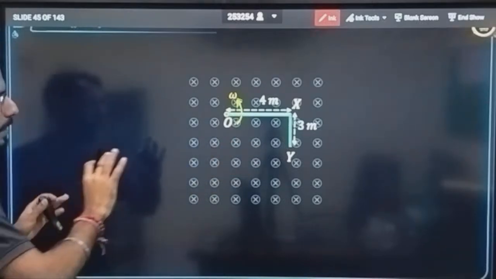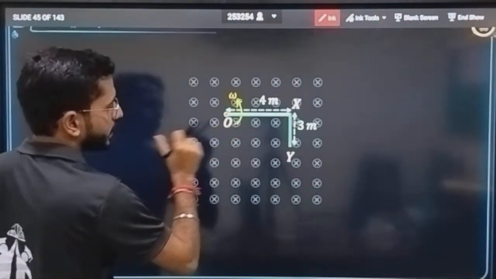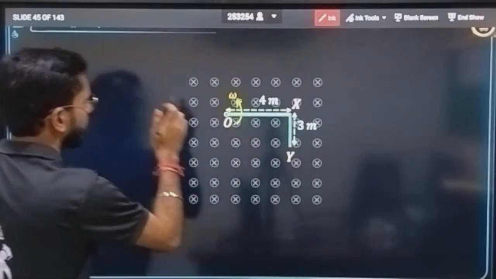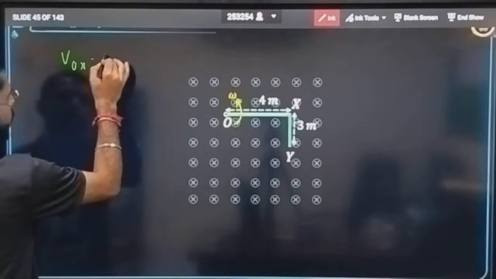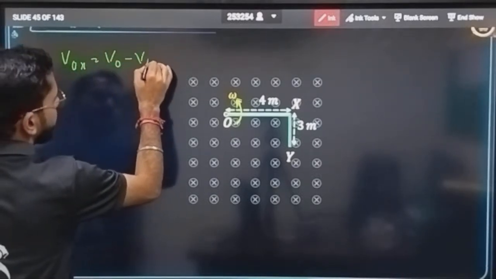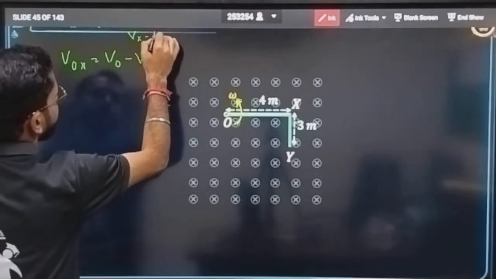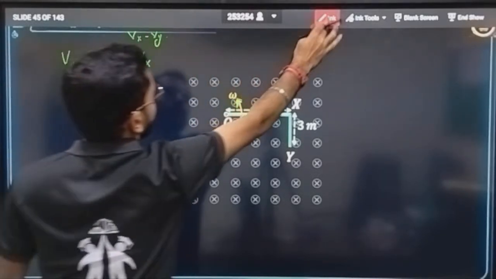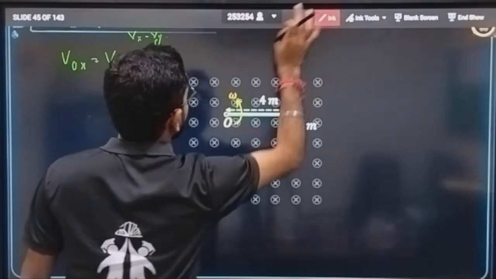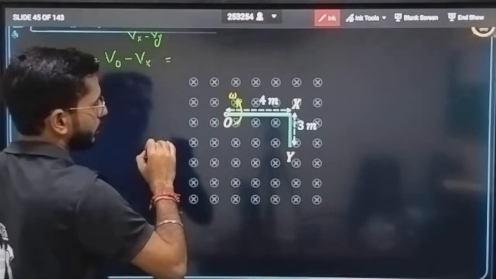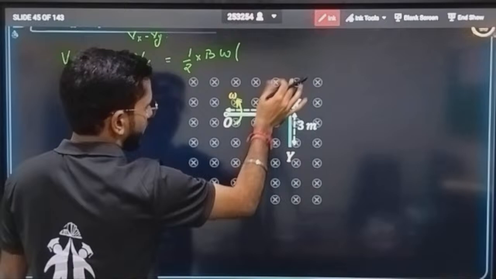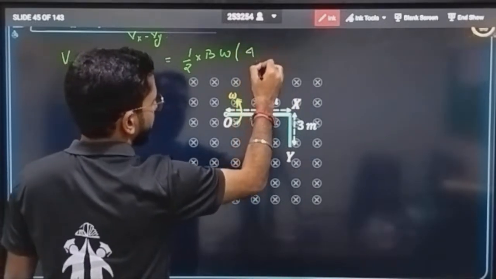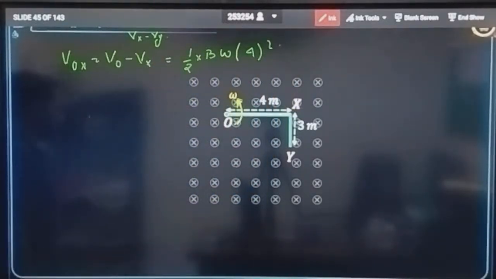You can write the potential difference that will be generated in this wire, and you know the basic formula. I will write the potential difference between point O and X. You will be writing VO minus Vx, and what you have to calculate is Vx minus Vy. So you will be writing this equals half B omega L square. At the place of L square, you will be writing 4 square. Clear? Any doubt?